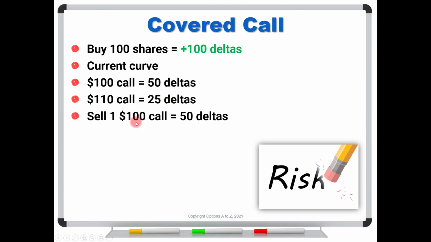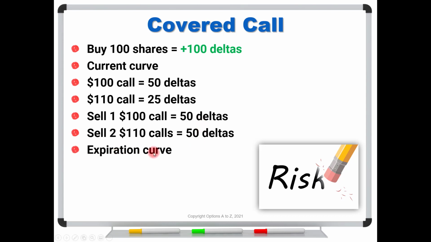So if we sell one $100 call that has 50 deltas, and if I sell two 110 calls that will also have 50 deltas, yes, that is true. At that point in time, right now, I will have the same deltas. But we have to figure out what's going to happen at expiration. And again, this is where the net contract exposure can come in.